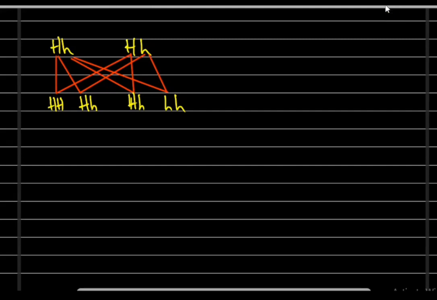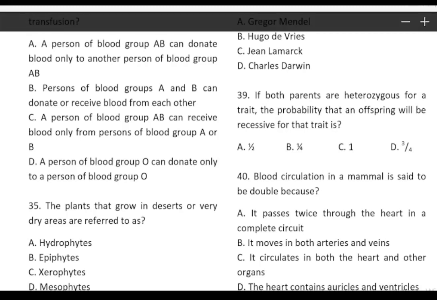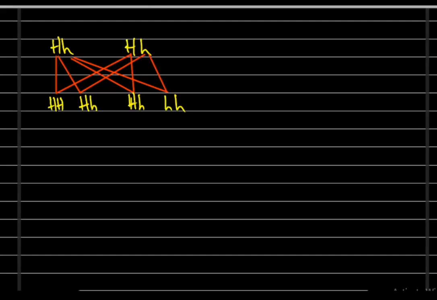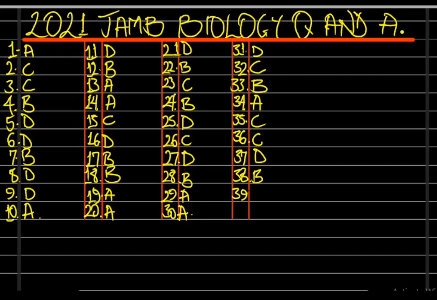The question said, the probability that an offspring will be recessive for that trait is. If it is going to be recessive, this is what it is going to look like. This one here, we have homozygous dominant. This one here is heterozygous, but it is still dominant. So this is the only one that is showing the recessiveness. So it is 1 of 4 possibilities. So that is the answer to that question. Option B, that is quarter.